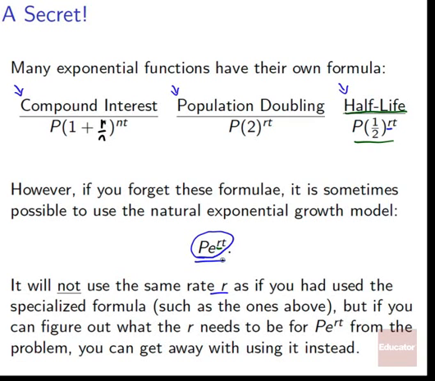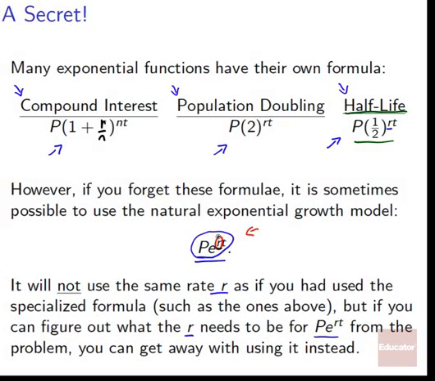But if you can figure out what that r has to be for PERT, the PERT form, from the problem, you can get away with using it instead. So there's a bunch of situations where you might not remember any one of these specialized formulas, but it can be okay if you have enough information from the problem to figure out what r has to be. And there's lots of cases where that will wind up being the case. We'll talk about a specific one in example 2.